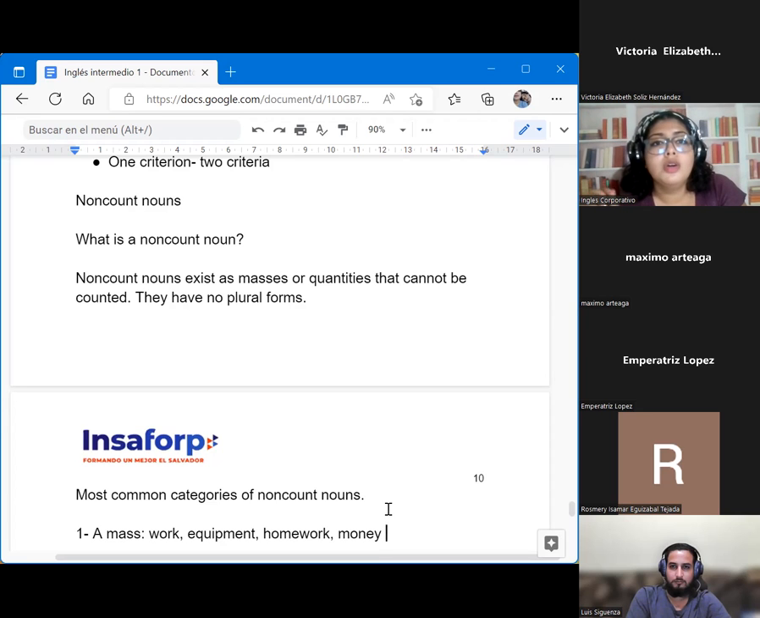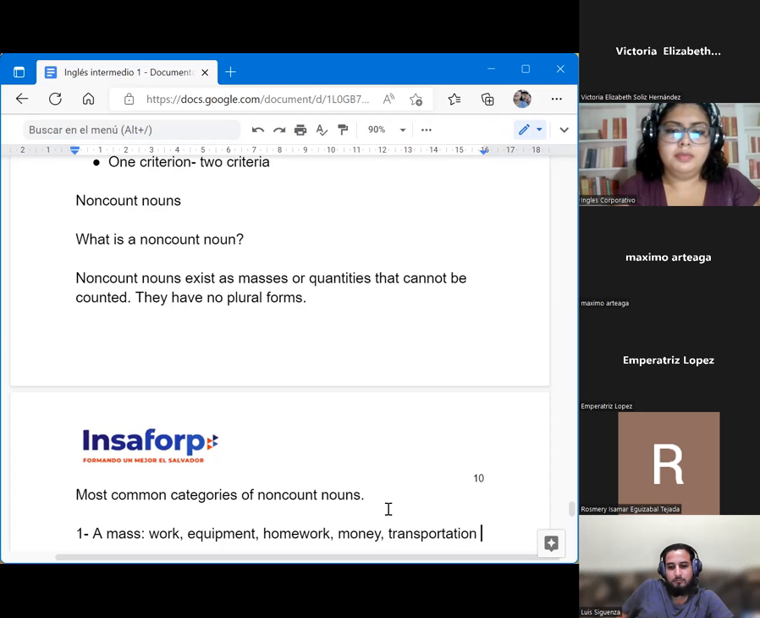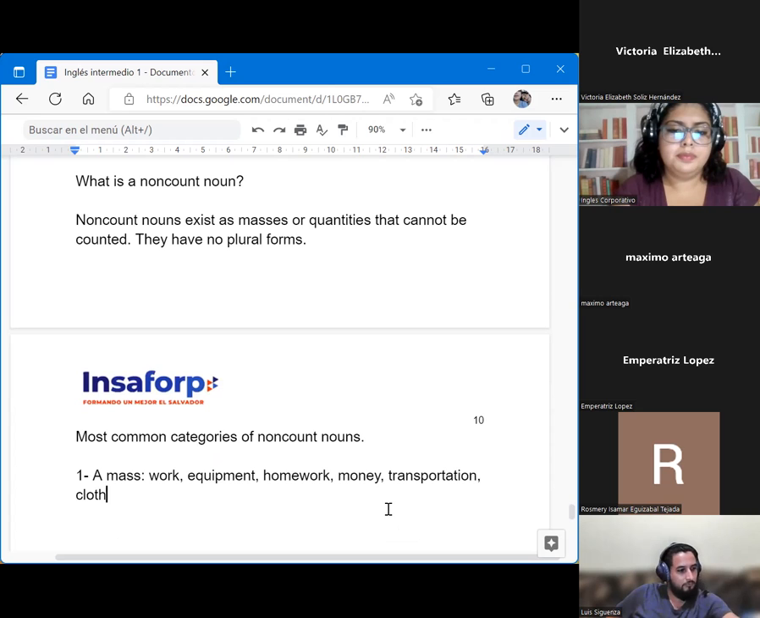I have $100. Or I have $5 in that case, because it is a different way to count money. It is not like we are counting something physical. Because in some cases we don't have the physical money, we have a card, for example, and I can say, I have $20 in my account. And in that case, I don't have the money in my hands. I have it in the bank, so it's something imaginary in that case. Then we have transportation. Clothing. And traffic.